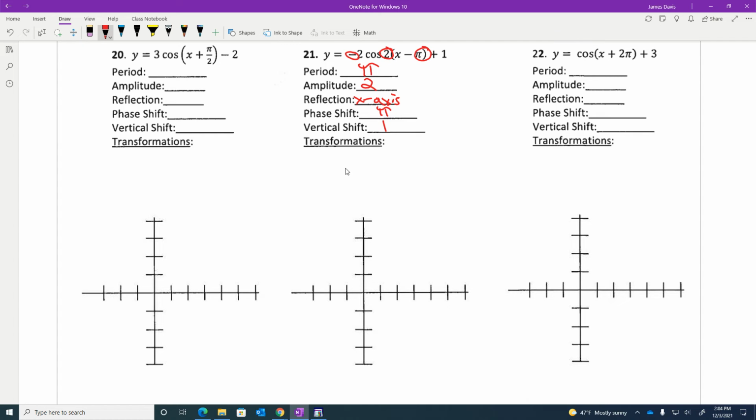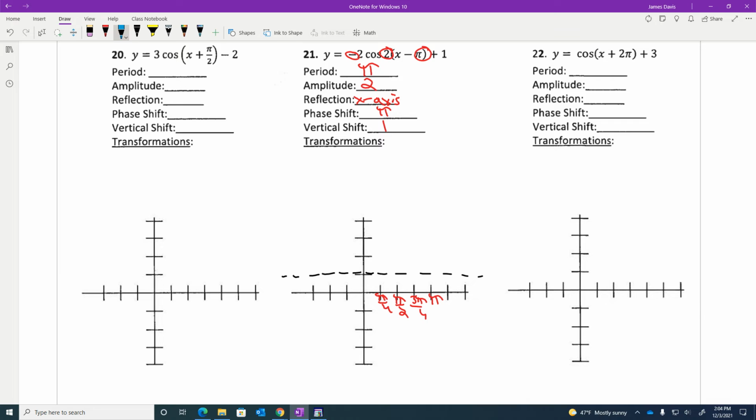So let's go ahead and label 4 out with pi, pi over 2, pi over 4, and 3 pi over 4. And our vertical shift is up 1, so we've got to do our midline at 1.